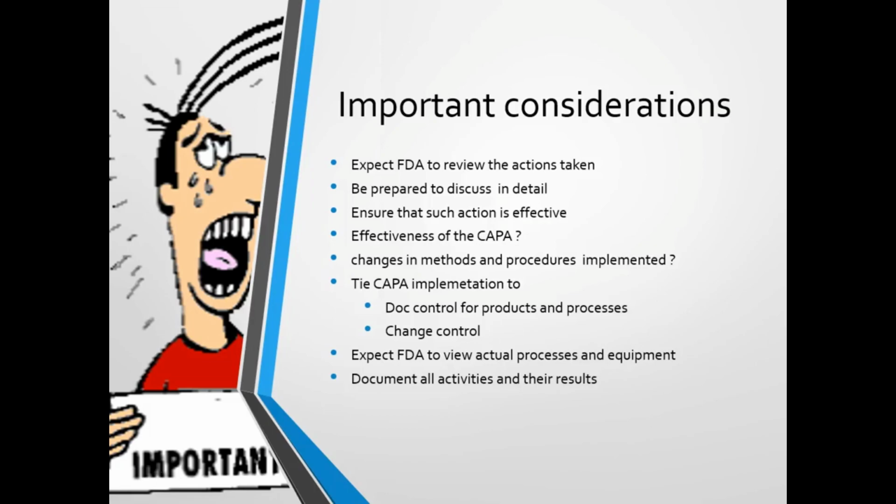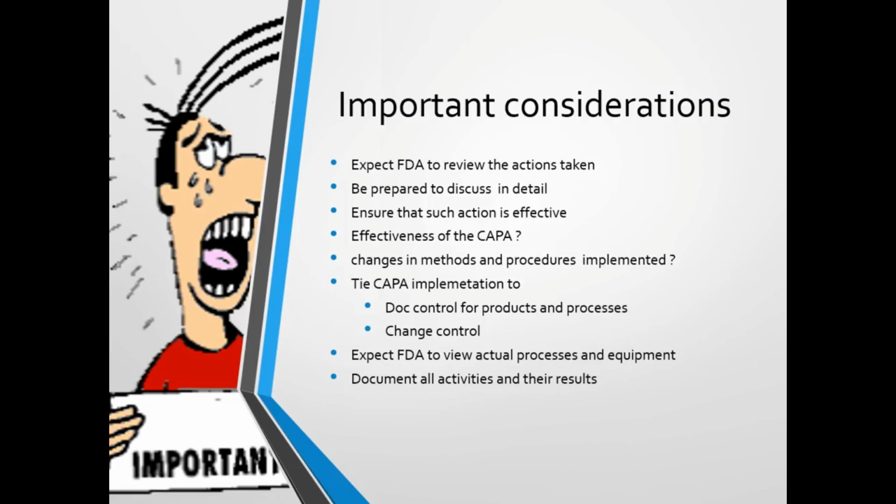Consider reviewing the effectiveness of the corrective and preventative action by reviewing data to determine if similar quality problems exist after implementation. Implement and record changes in methods and procedures needed to correct and prevent identified quality problems. You need to tie CAPA implementation to document control for products and processes. You need to tie CAPA into change control. You need to ensure that control documents are reviewed and approved if changes are made and that the resulting training is carried out.